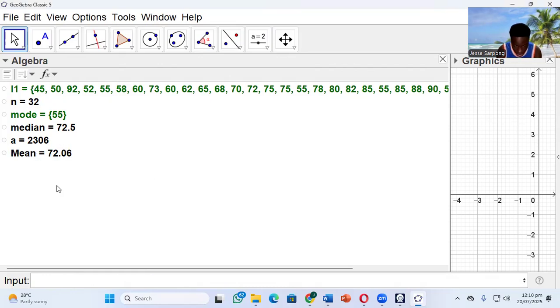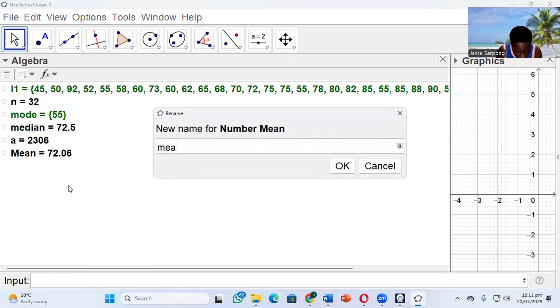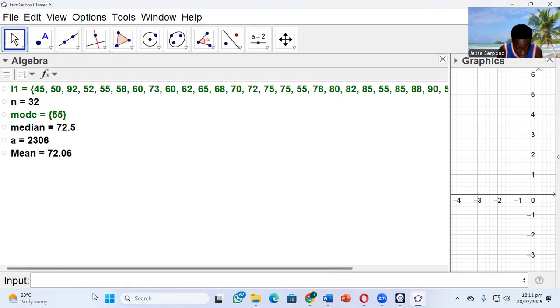If we also do this, we are supposed to get the same answer. To do A, which is 2306 divided by 32, we are still getting 72.06, which is the mean. So the mean is also the sigma x divided by n, which we've seen over here.